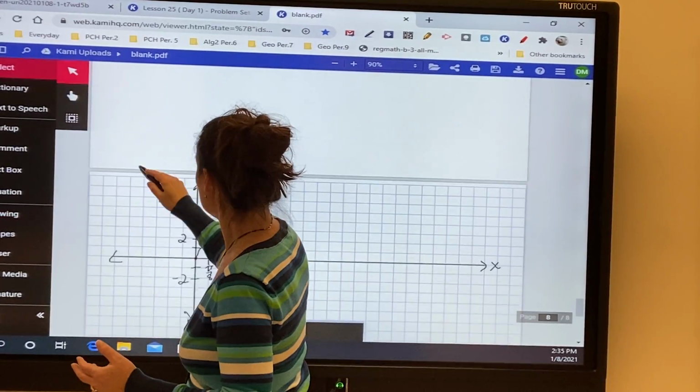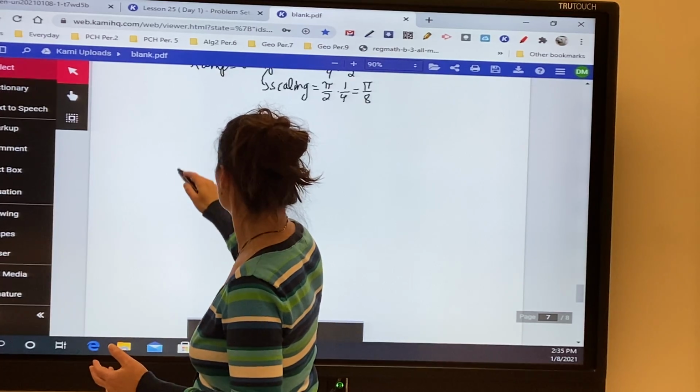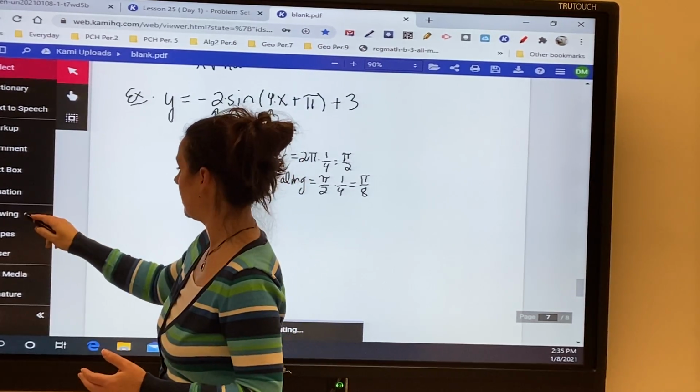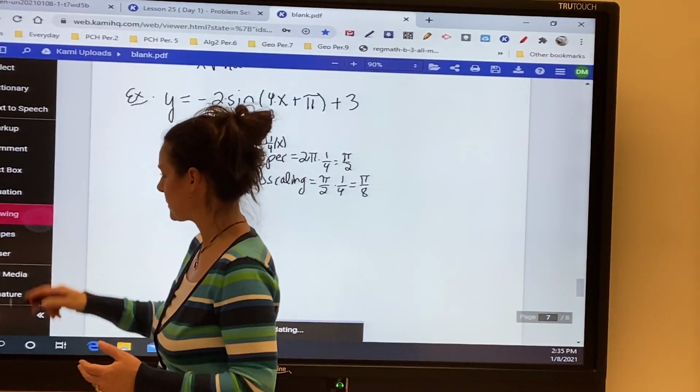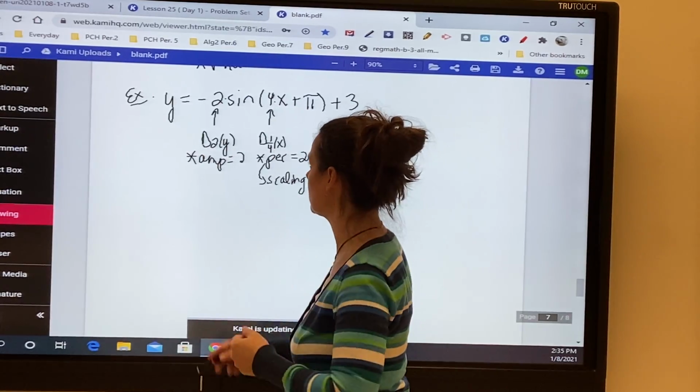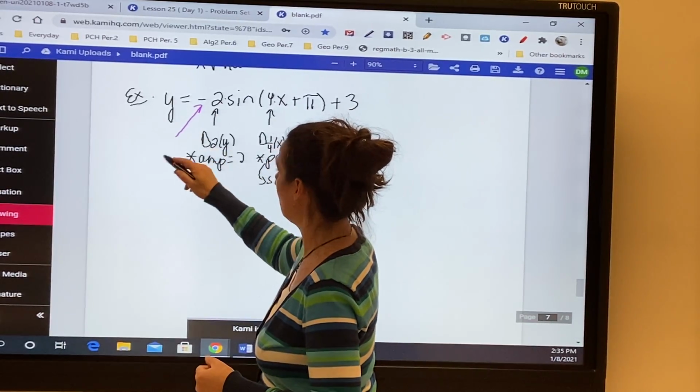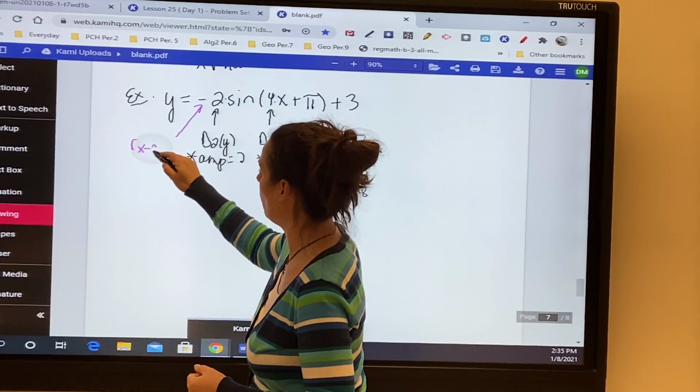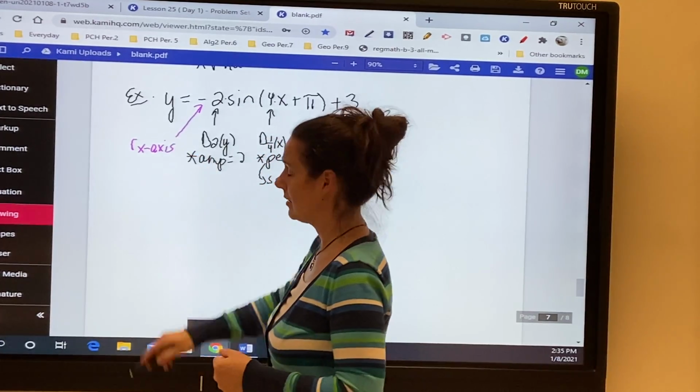So now we've got the reflection to do. I'm going to switch colors here. After dilations, we look for reflections. So that negation that's out in front there, that is a reflection over the x-axis.